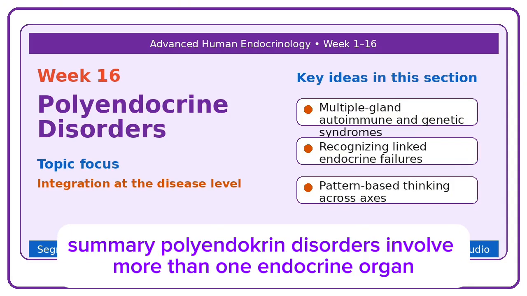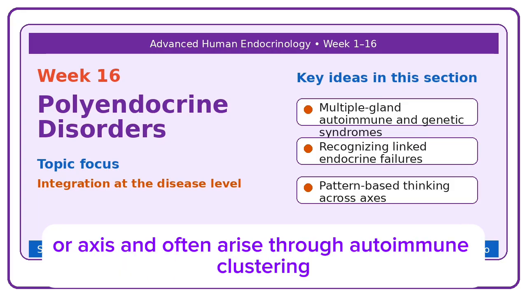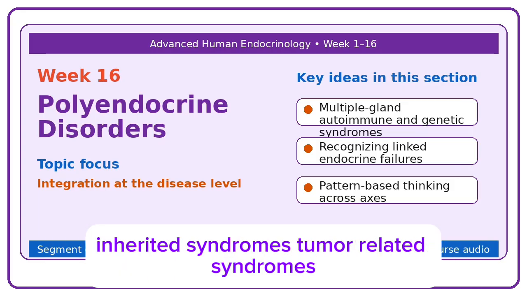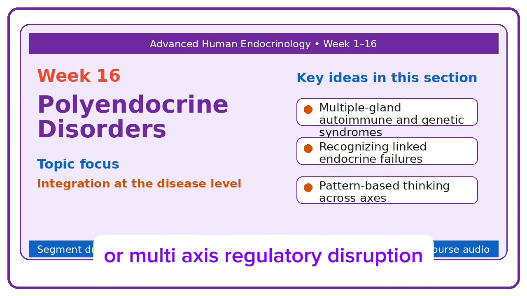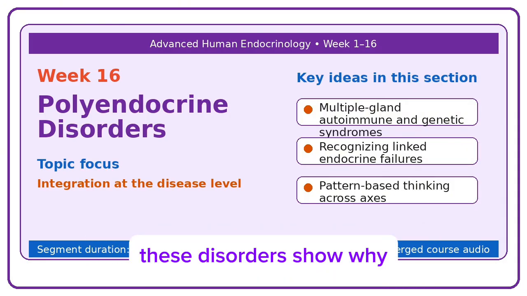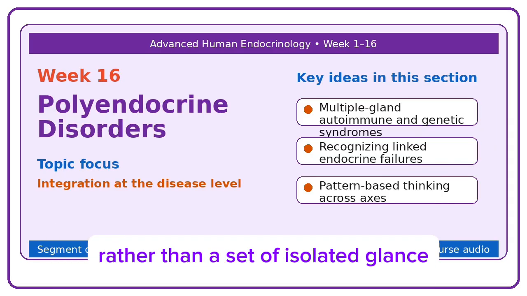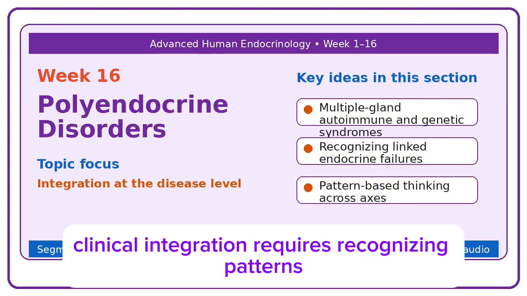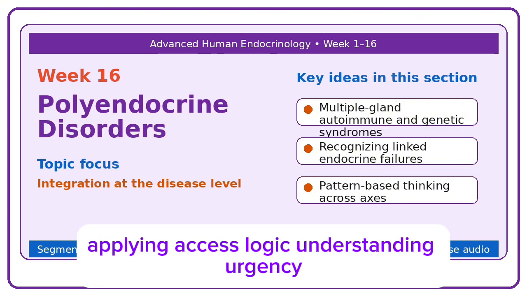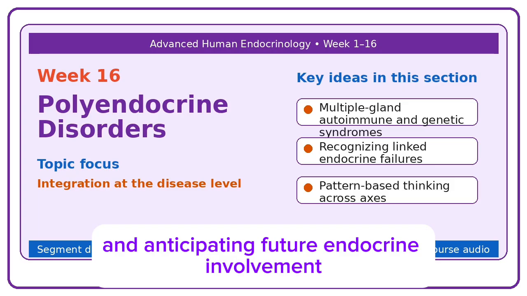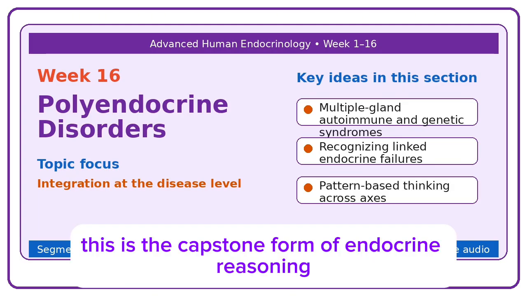Section summary. Polyendocrine disorders involve more than one endocrine organ or axis and often arise through autoimmune clustering, inherited syndromes, tumor-related syndromes, or multi-axis regulatory disruption. These disorders show why endocrine systems must be understood as an integrated network rather than a set of isolated glands. Clinical integration requires recognizing patterns, applying axis logic, understanding urgency, and anticipating future endocrine involvement. This is the capstone form of endocrine reasoning.